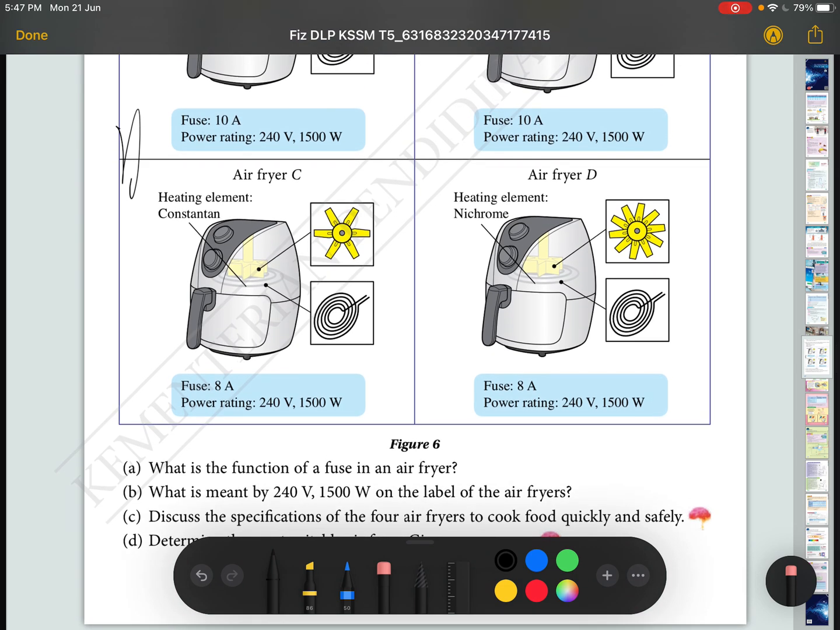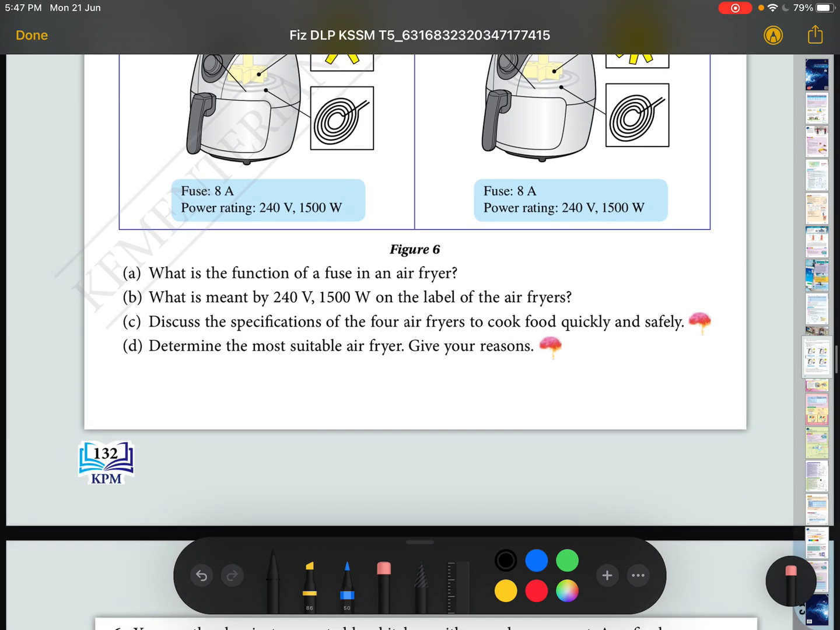A fuse's function is to cut off the current when it is in excess, so it breaks the circuit when it is overloaded. You want to break the circuit when it's overloaded because if you don't, it will cause a short circuit, it will burn, and then your appliance will not work anymore. So the fuse breaks it in advance so that nothing bad happens.